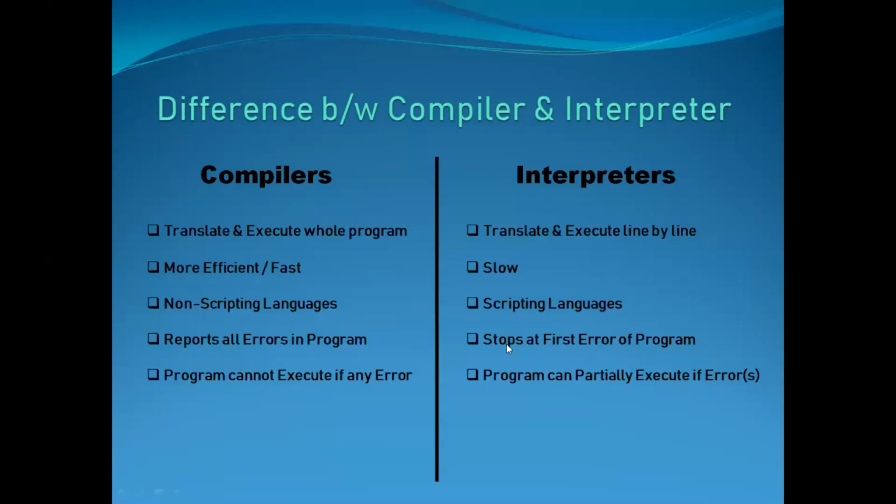But the interpreter has some advantage: your program executes until an error occurs. It means it is possible in the case of interpreters that a program can partially execute because the execution is line by line. Whereas in the case of compilers, it is not possible that the program will execute if any error occurs in the program. Okay.